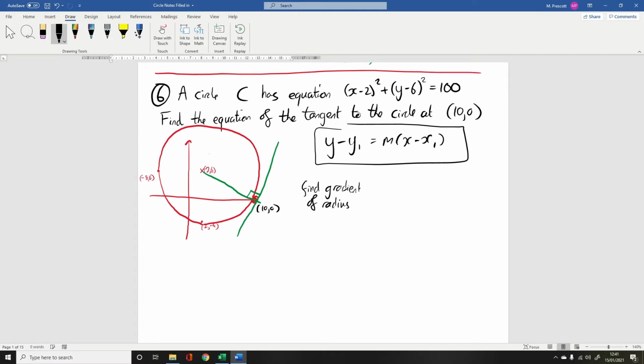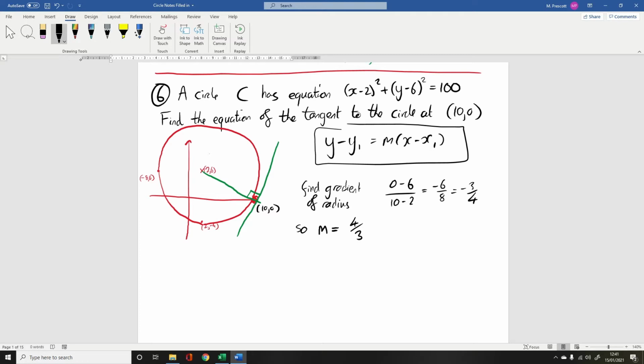So we're going to find the gradient of the radius, and that we can do because we've got 2 points on that radius, so it'll be 0 minus 6 for the y2 minus y1 and 10 minus 2, which gives you minus 6 over 8, which is minus 3/4, which looks about right because you can see that that radius is going downwards, so we'd expect a negative gradient. And so we can use the negative reciprocal, so m is equal to 4/3.